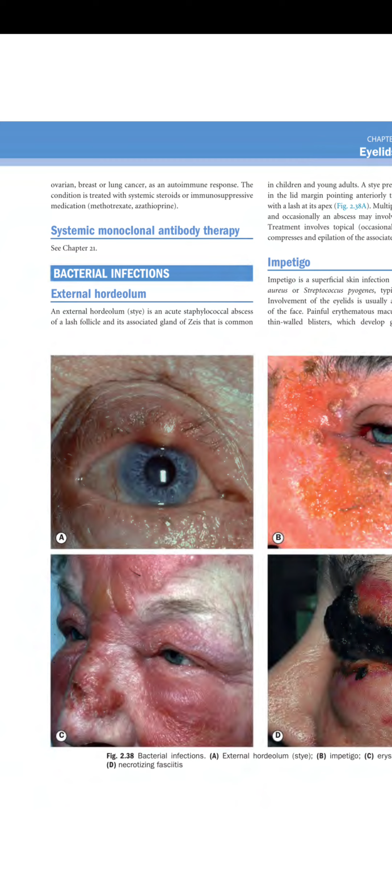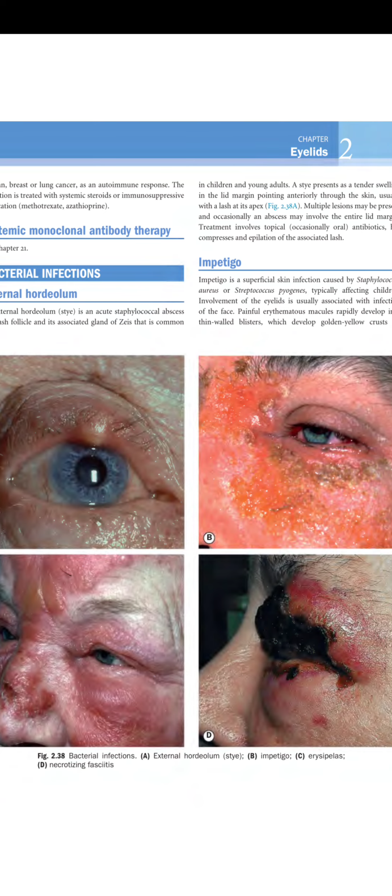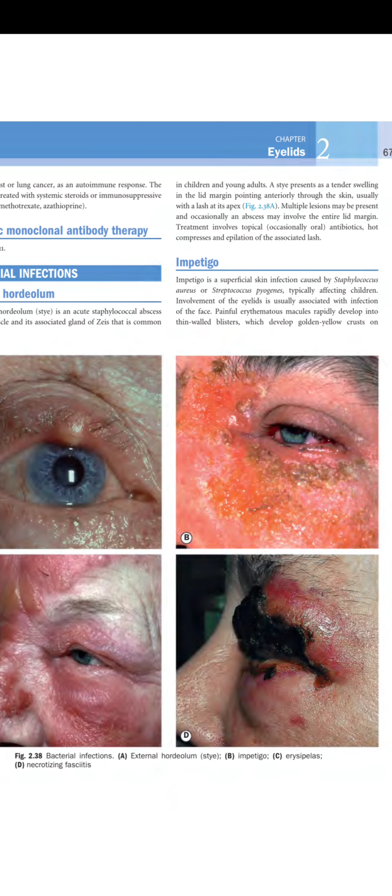An external hordeolum or stye is an acute staphylococcal abscess of a lash follicle and its associated gland of Zeis that is common in children and young adults. A stye presents as a tender swelling in the lid margin pointing anteriorly through the skin, usually with the lash at the apex. Multiple lesions may be present, and occasionally an abscess may involve the entire lid margin.